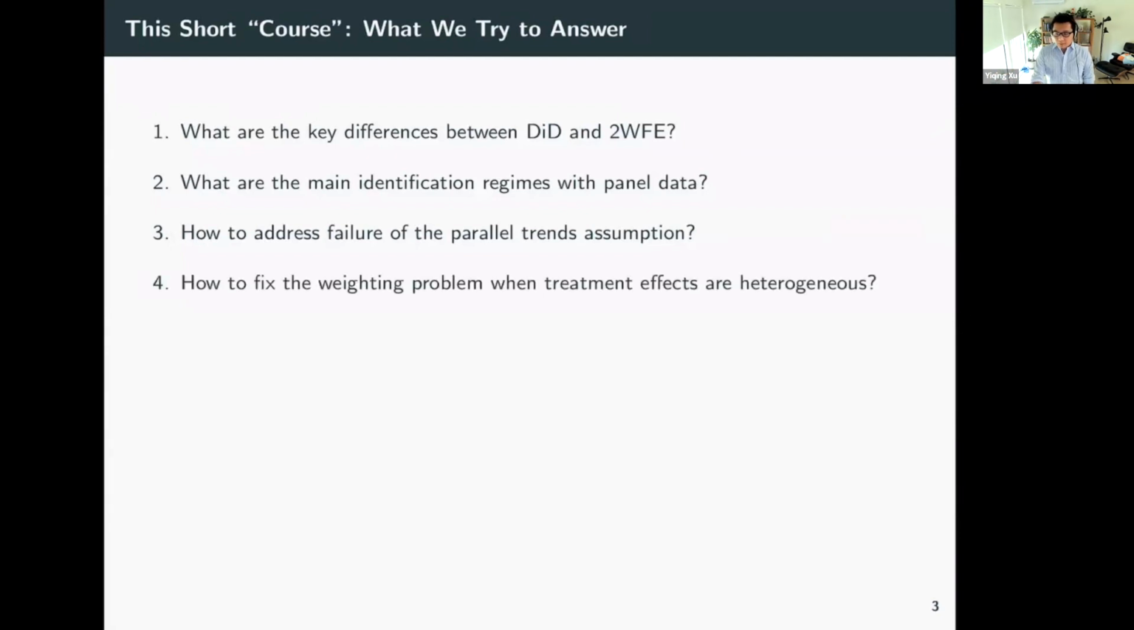And the fourth question we try to answer is how to fix the weighting problem. First of all, what is the weighting problem with two-way fixed effects when the treatment effects are heterogeneous?